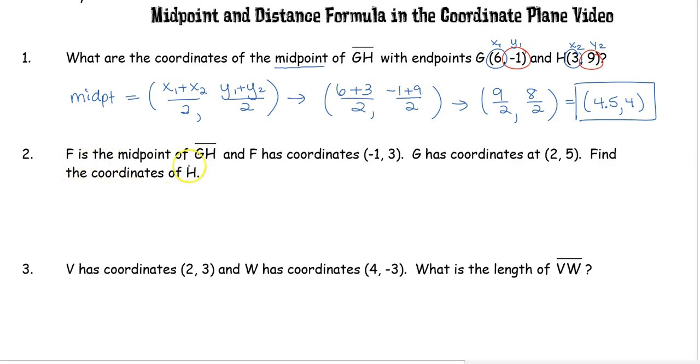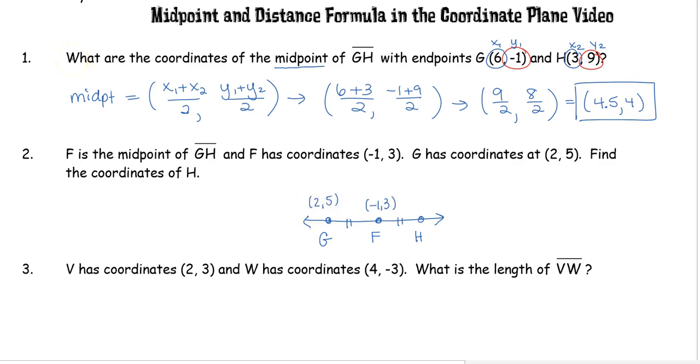The second one, we're given 2 points. We are told F is the midpoint of GH. So we've got a segment here, and we've got our segment GH. And we are told that F is going to be the midpoint. Again, midpoint meaning that it's halfway, divides our segment into two equal pieces. F has the coordinates -1, 3, and G has the coordinates of 2, 5.